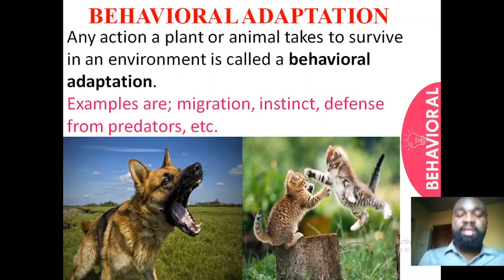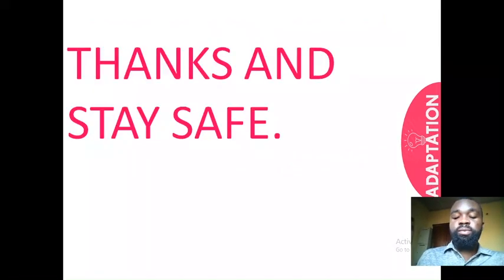Now, he can also bark out of defense. Maybe the dog has heard someone knocking on the gate, boom, boom, boom. Or he has seen a shadow. So he does not know who is coming, and he feels the only way to scare the person is by barking. So these are defense from predators. And I also said migration. Both animals and human beings do that. When you see that a particular environment is not stable for you, you move to another environment. That is migration. Okay, so we're going to stop here for today.